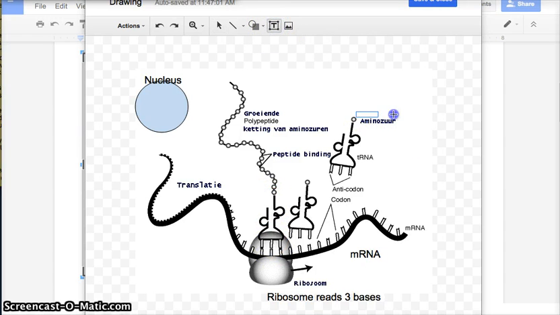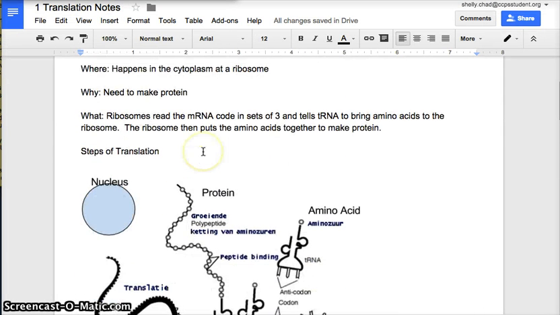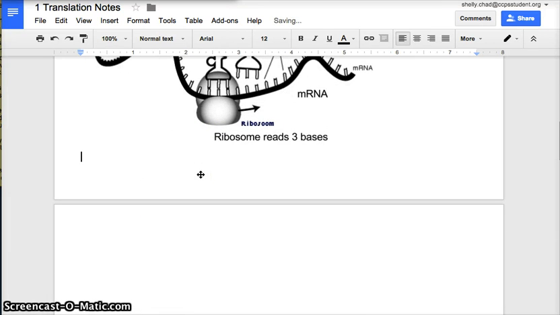So this little circle up here is an amino acid. Those amino acids then get stuck together to form a protein. So really, you're just going to have to be able to recognize this stuff and be able to explain it. Alright, so I'm going to write these in steps then too. So I want you to draw a picture and use words to describe the steps of translation.